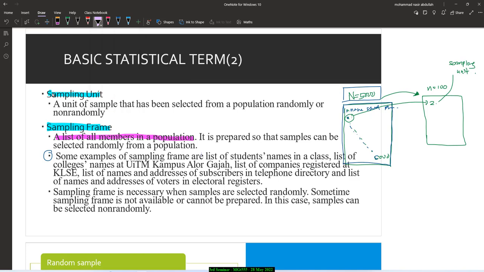Some examples of a sampling frame are a list of all student names in a class, a list of college names in UiTM campus Alor Gajah, a list of companies registered at KLSE, a list of names and addresses of subscribers in the telephone directory, and a list of names and addresses of voters in the electoral register. So this is a sampling frame. It means that we need to have a list of all members in the population, right?